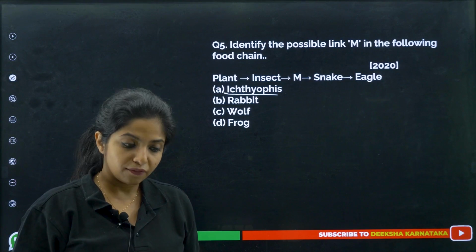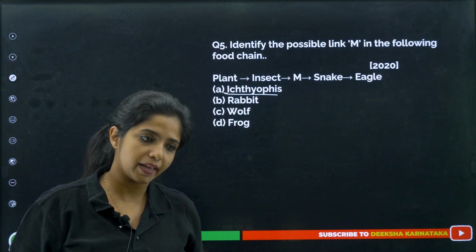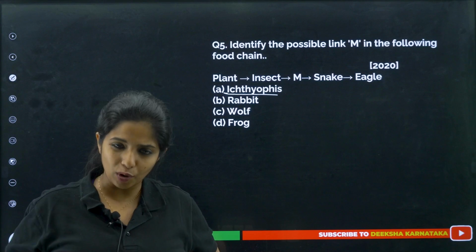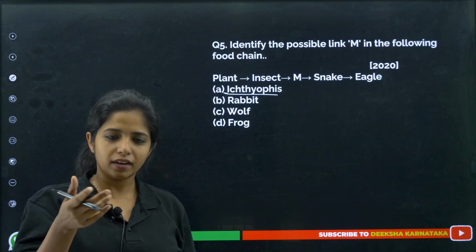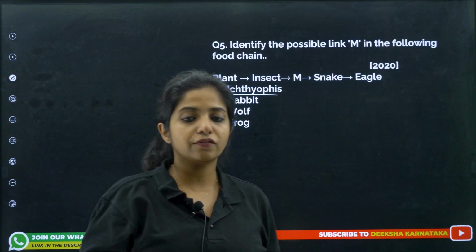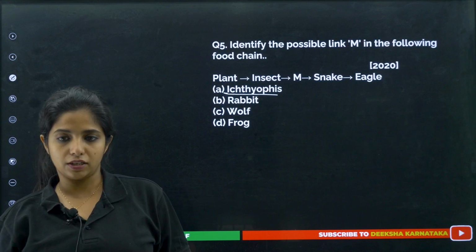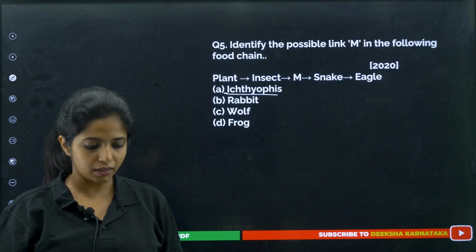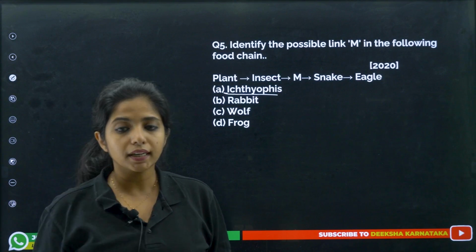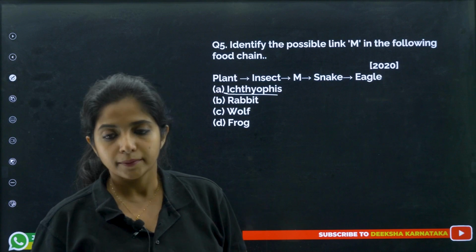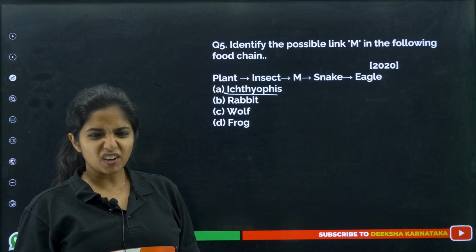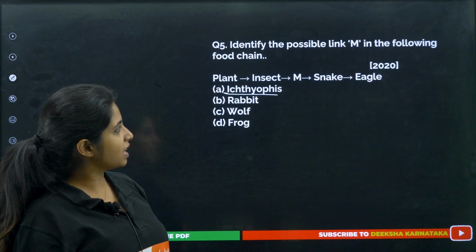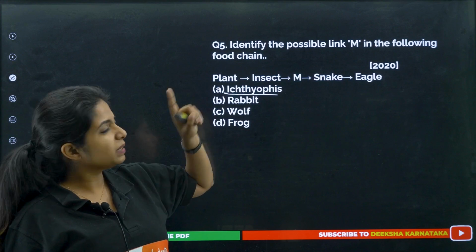Ichthyophis is an amphibian, and it feeds on earthworm. It is there in water and land basically, but mostly in water, and it feeds on aquatic invertebrates. Now, Ichthyophis is not something that has been eaten up by snake, and it is not something that will be eating insects.